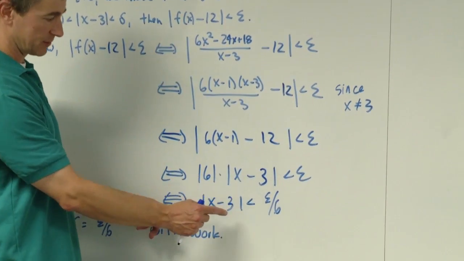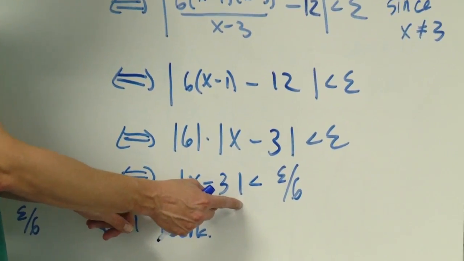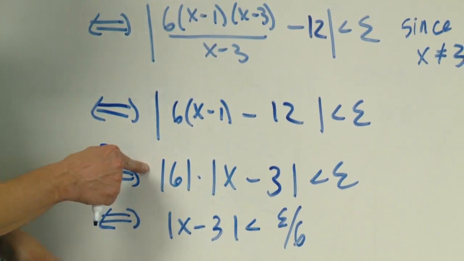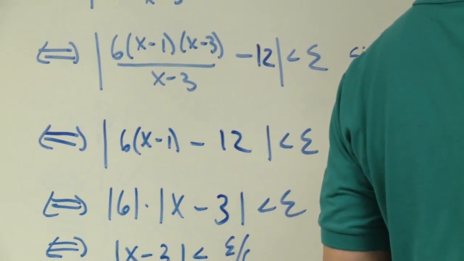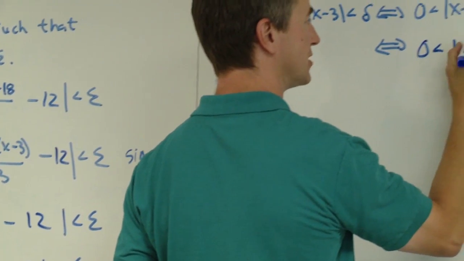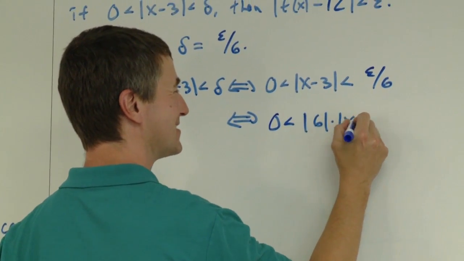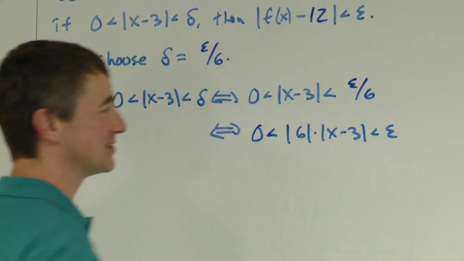So now we're going to go backwards from the scratch work. So this was our last line in the scratch work. The next thing is to multiply everything by 6. When I multiply 0 by 6, I just get 0, right? So nothing changes with the 0.